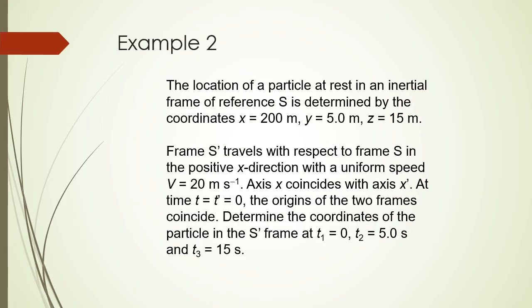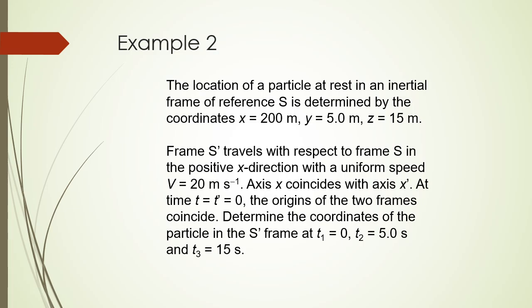Okay, let's take a quick try at example 2. We have a particle in the frame of reference S at x equals 200, y equals 5, z equals 15. Then we have a moving frame, S prime, moving in the x direction at 20 meters per second. At time t equals t prime equals 0, the origins coincide. So basically they start at the same time.